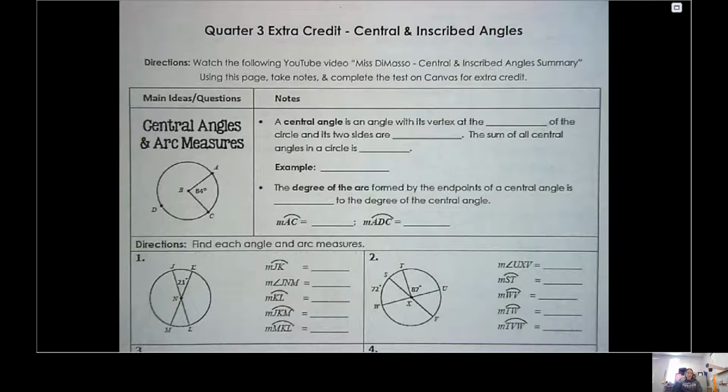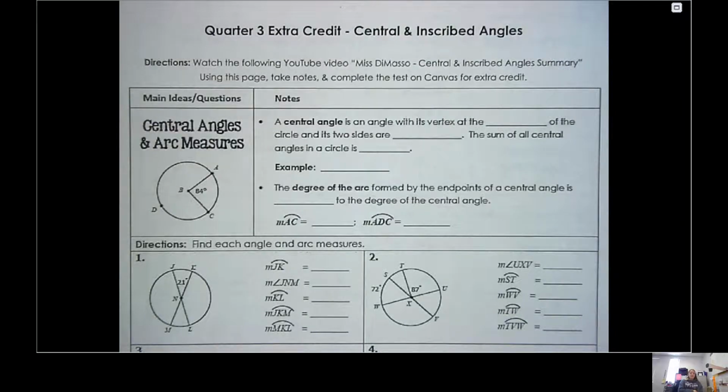Today we're going to talk about central and inscribed angles within circles. This is going to be your quarter 3 extra credit assignment. It's going to help you tremendously when you do your spring break challenge, because the first couple of questions talk about circles, which I know we haven't covered yet, but we're going to cover now and it should be incredibly helpful for you. So let's get started.